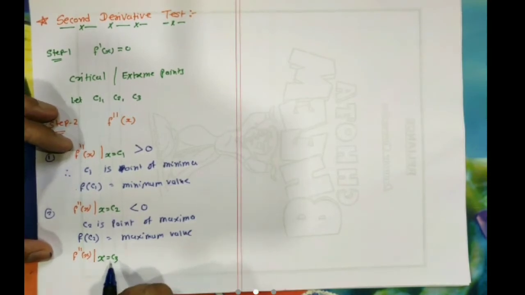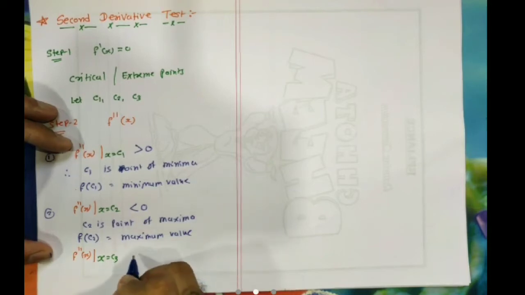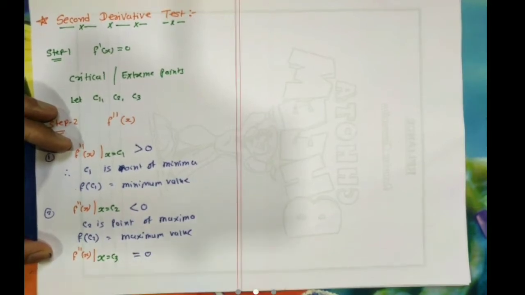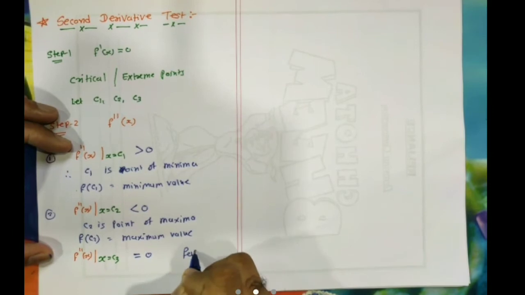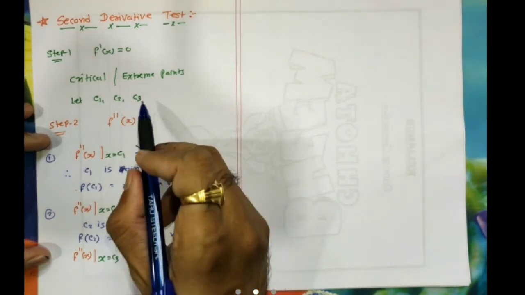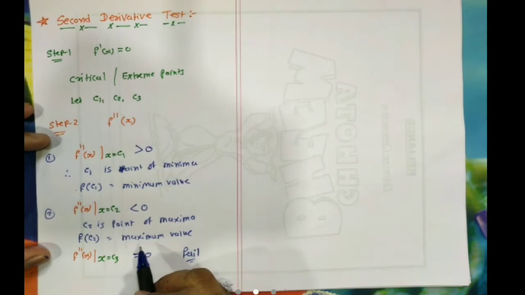So third case, if we are finding the value of the second order derivative at x equal to C2, and suppose it becomes equal to 0, then the second order derivative test will fail. Second order derivative test will fail if we are getting the value of the second order derivative at x equal to C2 as zero. So we can't identify whether this point C3 is the point of maxima or minima, and for that you have to return to your first order derivative test.